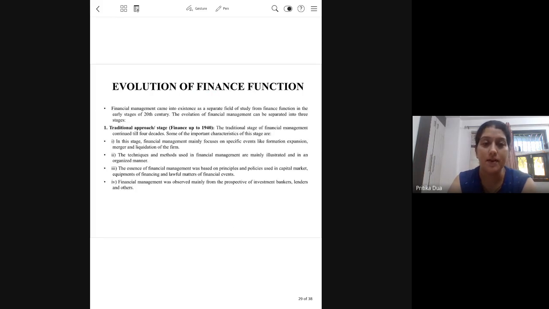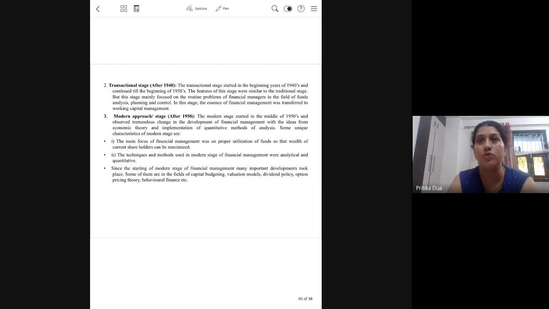Okay, next topic is evolution of finance function. So I already gave you an overview that earlier in the initial years, financial function or the traditional approach was that we were concerned only with getting more and more sources of funds for the organization. So raising of funds was the prime objective. Then post 1940s, there was a change seen, especially during the transactional stage, wherein we moved from the traditional approach to the modern approach of not only raising funds effectively but also ensuring their efficient utilization.